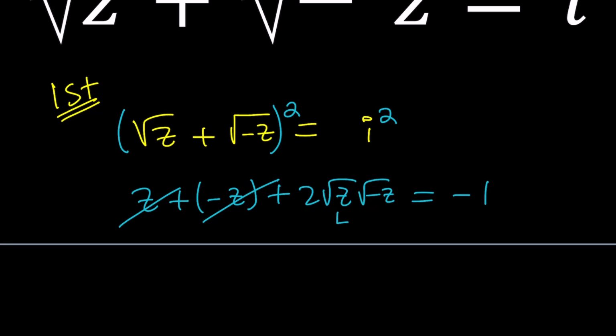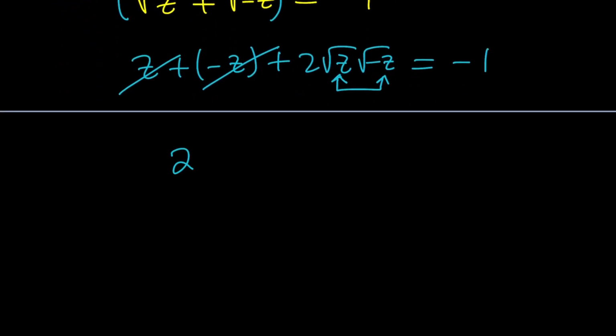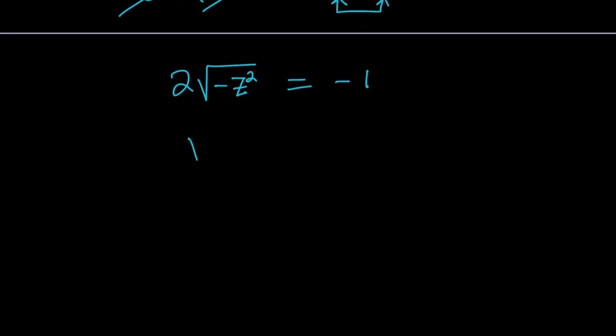And we have this weird product, right? Well, if z was a real number, this would be very problematic, unless you multiply 0 times 0. Because if z is positive, negative z is negative, and its square root is not going to be well defined in the real world. But hey, we're in the complex world, so everything is possible. So what is the product going to be then? 2 times the square root of negative z squared equals negative 1. Let's divide both sides by 2.